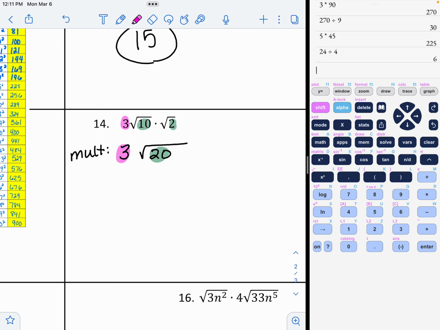So step 1, you need to bring down the outside 3, and we have to break apart the 20. The 20 gets broken apart into its perfect square of 4.